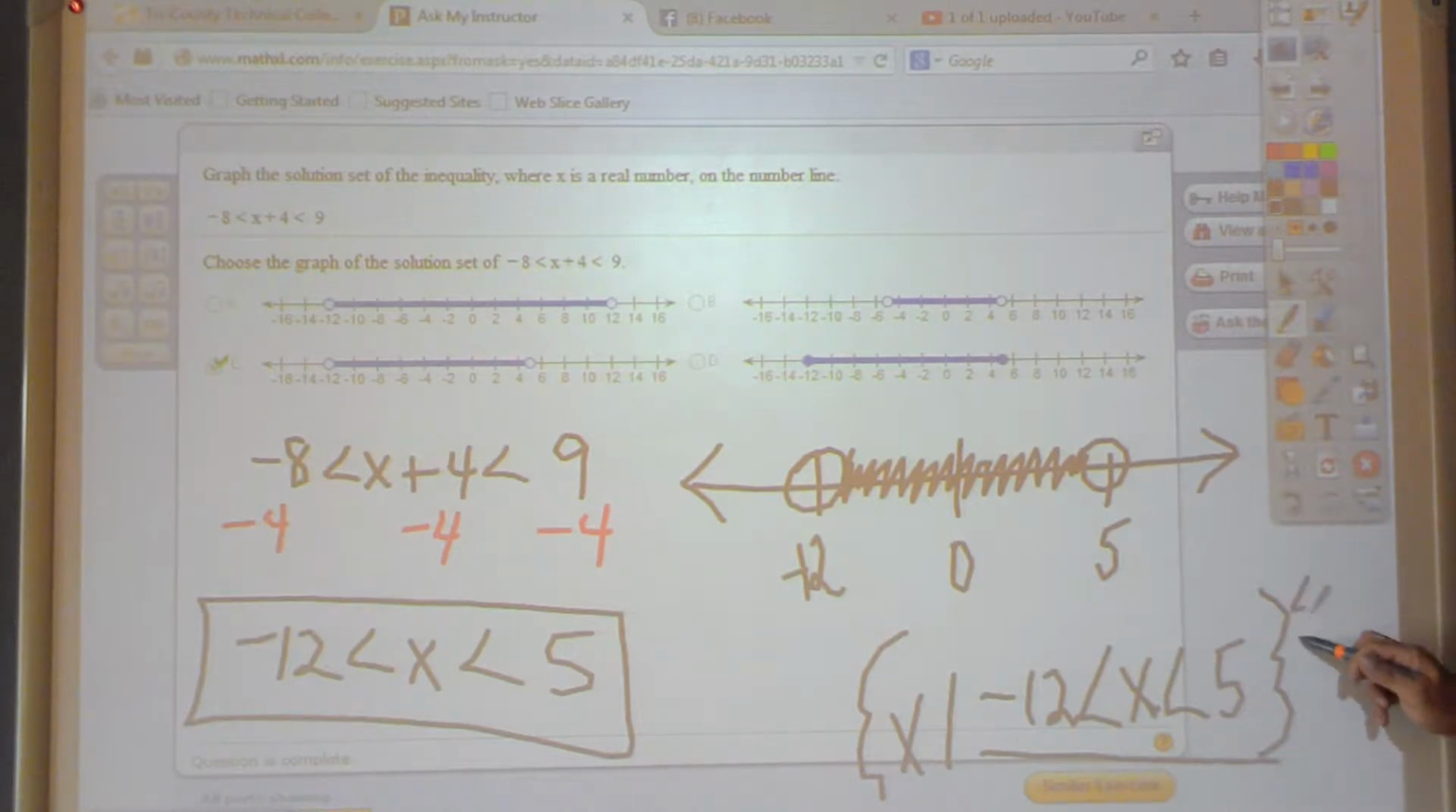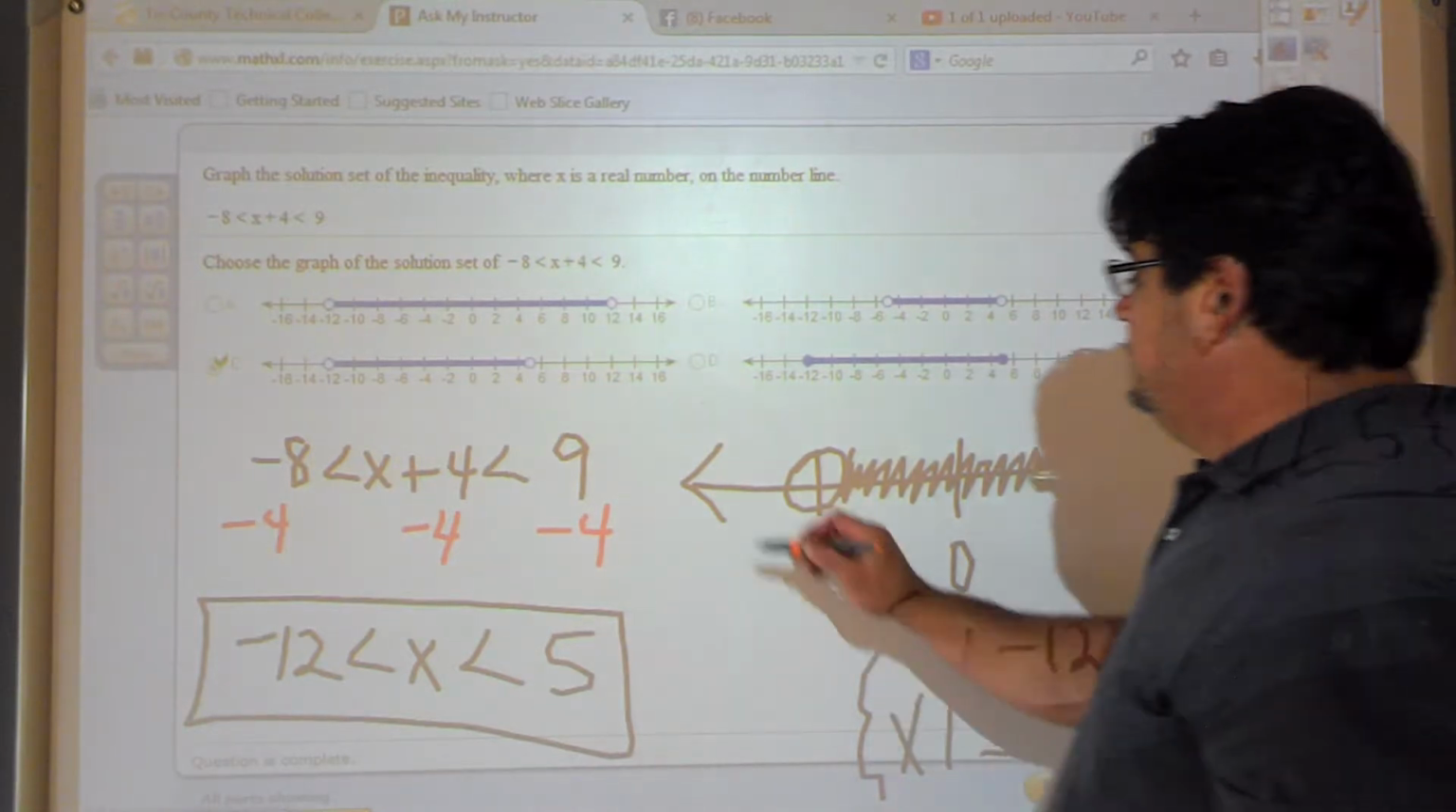I don't use set builder notation. I use interval notation, and most algebra teachers use interval notation. Interval notation is when you read from left to right on the number line.